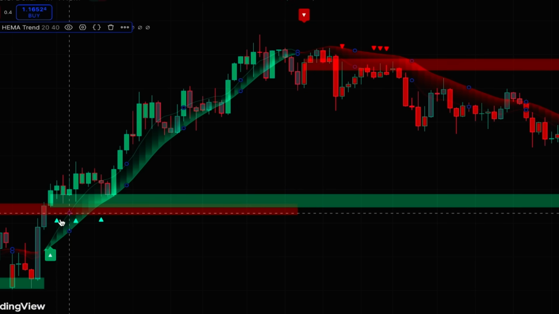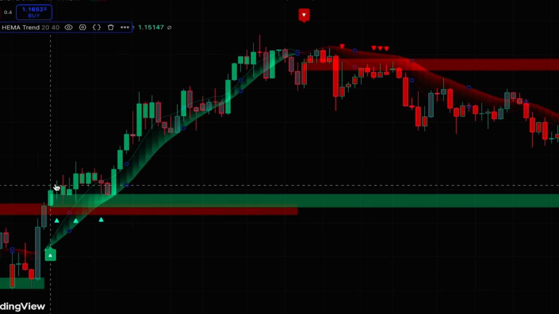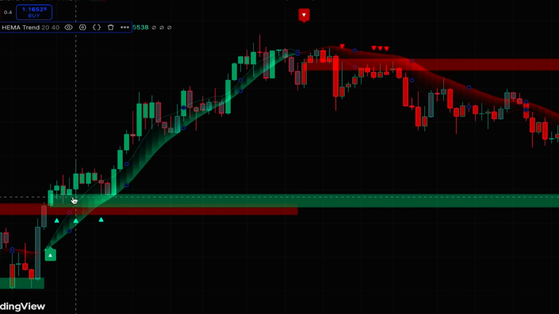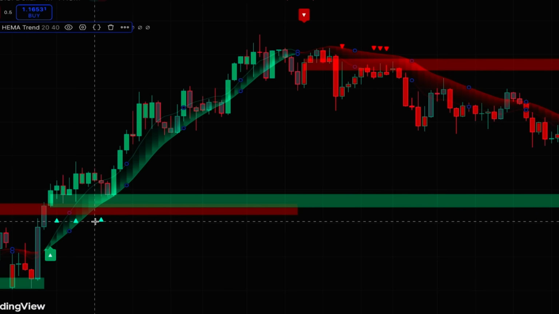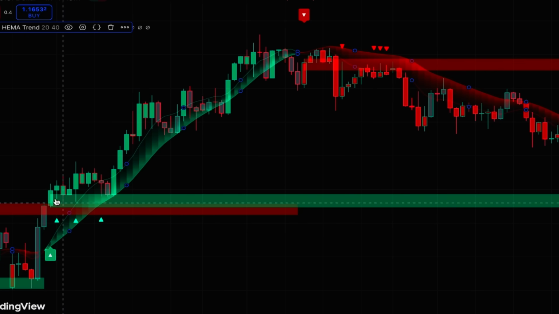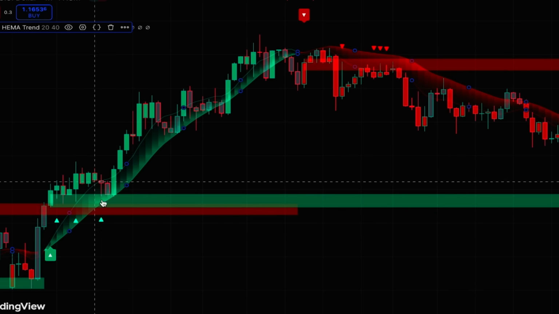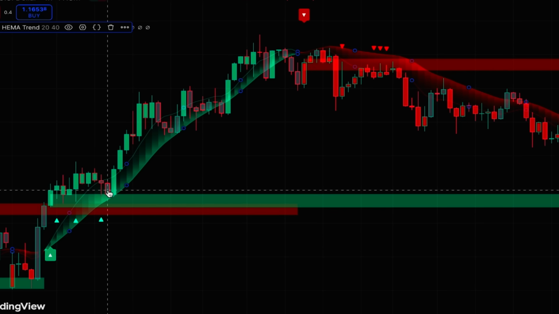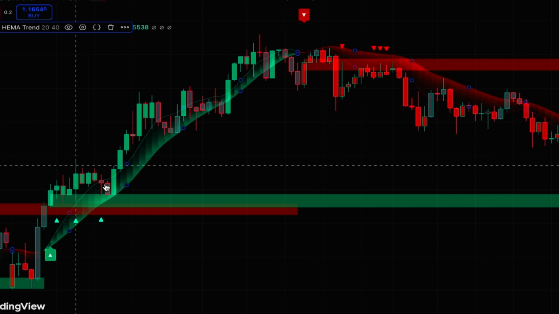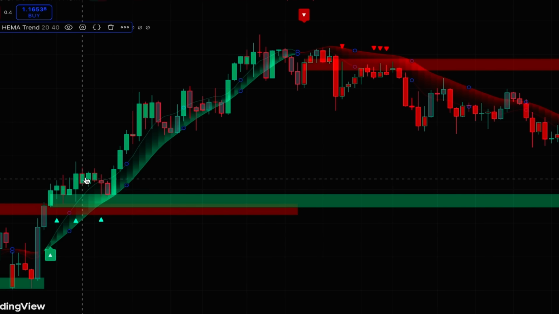As I explained earlier, the indicator also shows the retest of this green zone by the help of these triangles. They are actually based on rejection of the price from the zone. You can see that after the green label, we got rejection of the price here, and then here, and another one here.